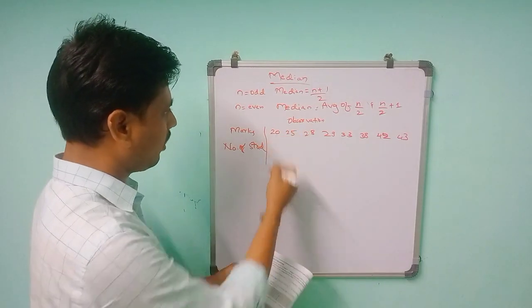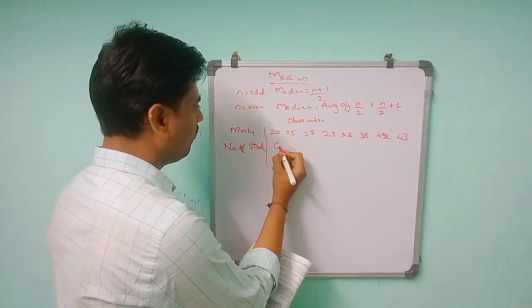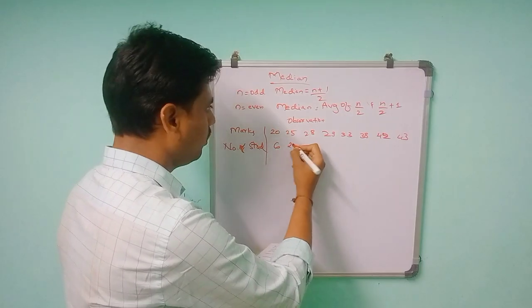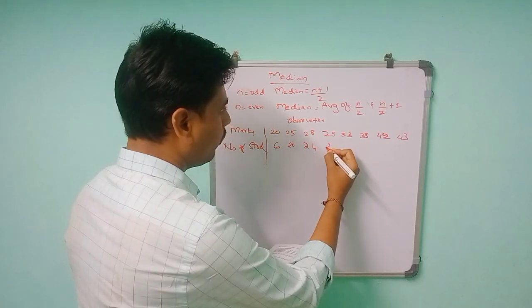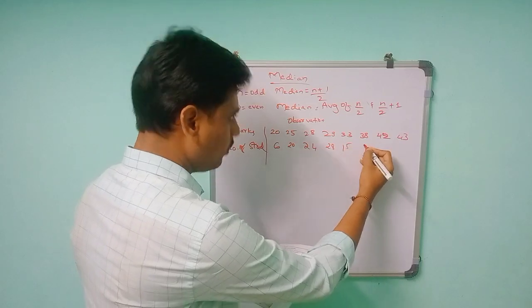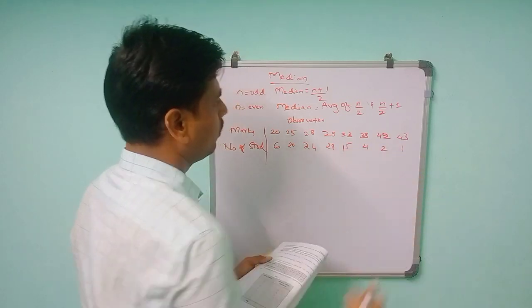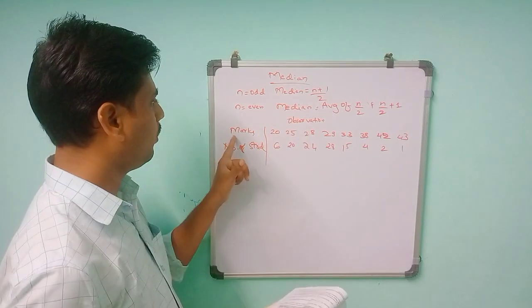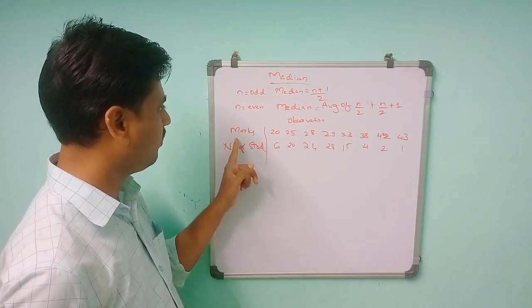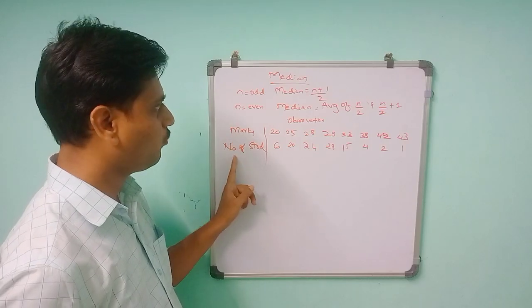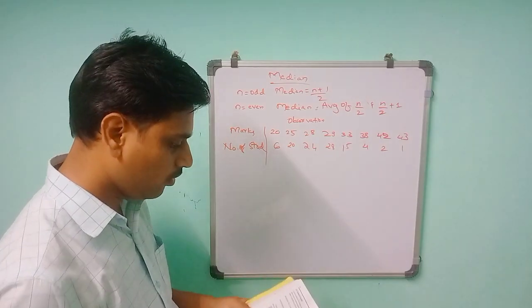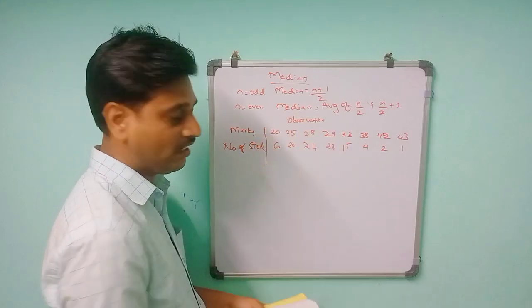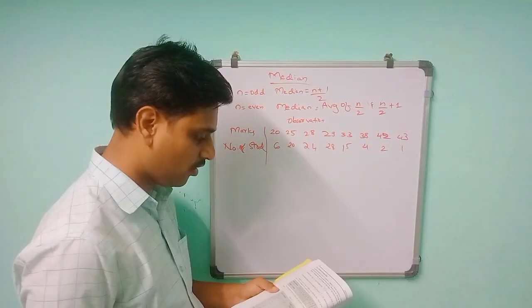Then the number of students corresponding to those marks: 6, 20, 24, 28, 15, 4, 2, 1. They asked you to find the median of this data. These are the marks obtained by the students and the number of students. To find the median, first we have to arrange in ascending order, so I have arranged it.